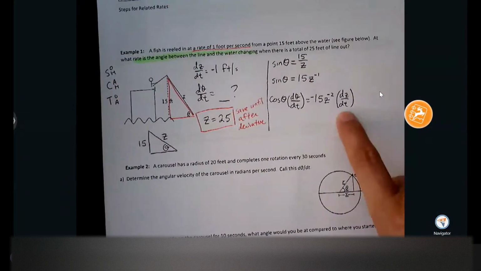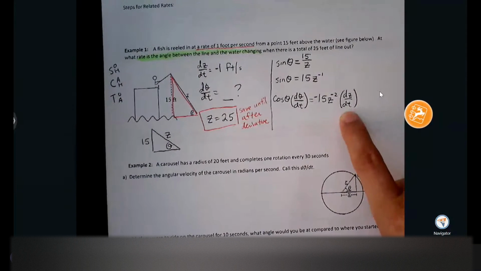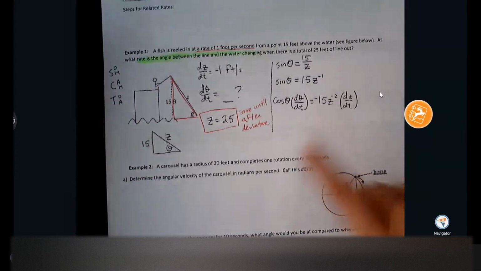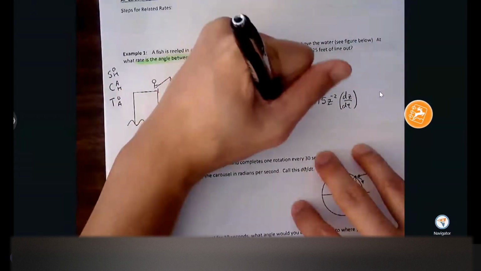Any questions up to this point? All right, I'm going to do a little bit of cleanup here. I'm going to move that z back down to the denominator. Makes it easier later to make my substitution.